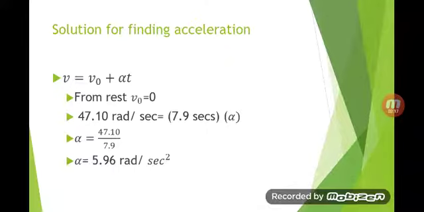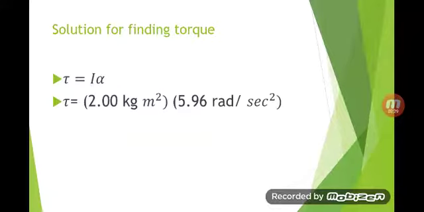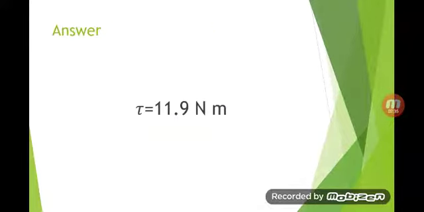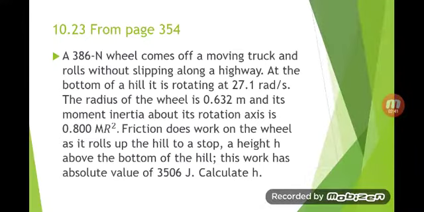47.10 rad per second is equal to 7.9 a. So just divide both sides by 7.9 and you get the final answer, which is 5.96 rad per second squared. Plug that in to get torque and you get 2 times 5.96, which is simply 11.9 newtons per meter. Newton times meter. Now let's move on to a more complex problem.